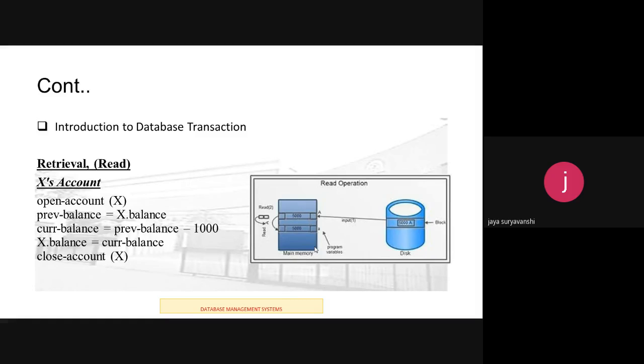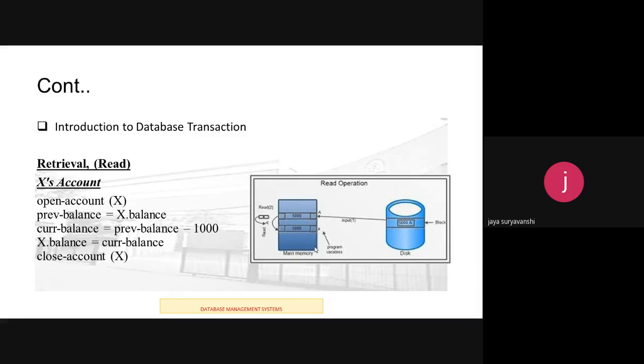So this is nothing but read: we are reading some contents from the database, writing some content inside the database, deleting some contents from the database, and modifying some contents inside the database. So these are the transactions related to your database. A transaction must be either completed or aborted.